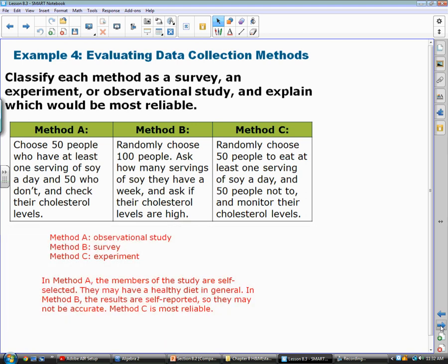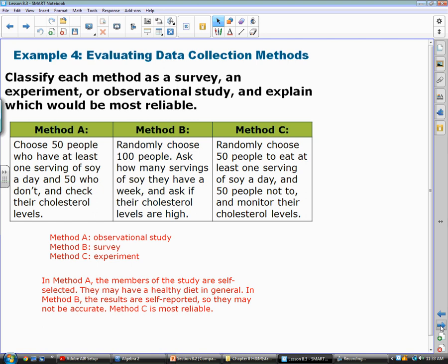Alright, A. You're just observing. Choosing 50 people who have at least one serving of soy a day and 50 who do not. So we're just observing that. B is you're just randomly picking people to survey whether or not they have that. And C is your experiment.